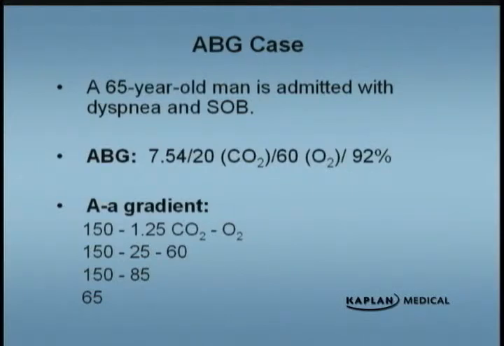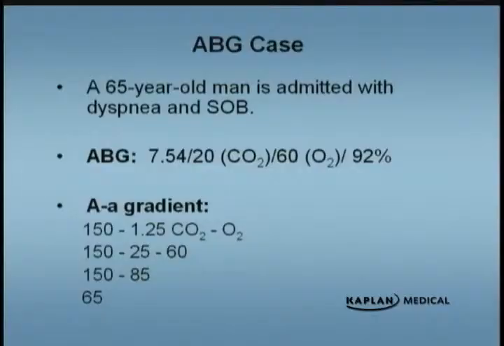And his partial pressure of oxygen, now this is in the arterial blood, is 60, and his saturation is 92%. So he's a little bit alkalemic, his CO2 is low, his oxygen is low because he's breathing fast, right? He's blowing off CO2. You get all the stuff from the ABG.